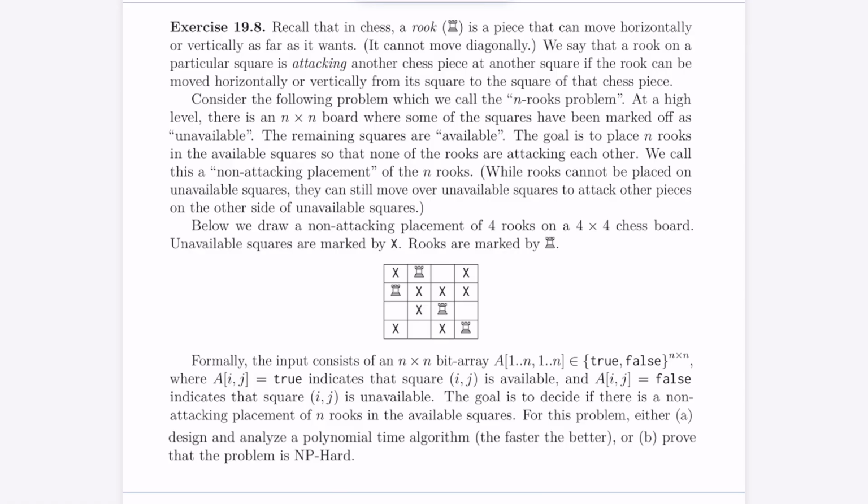This is the n-Rooks problem. I give you an n by n board, and some of the squares are marked off as not allowed. Your goal is to place n rooks so that they're not attacking each other, as if it were chess. So each row and each column has exactly one rook, and some of the possible places are blocked out. You can't put the rook there. The rook can still see over.